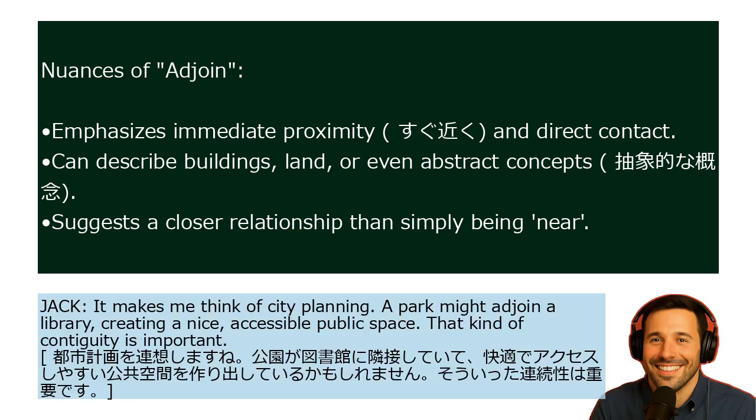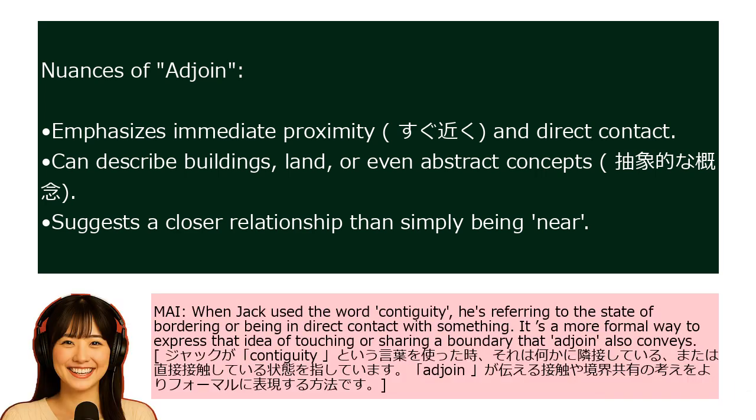It makes me think of city planning. A park might adjoin a library, creating a nice, accessible public space. That kind of contiguity is important. When Jack used the word contiguity, he's referring to the state of bordering or being in direct contact with something. It's a more formal way to express that idea of touching or sharing a boundary that adjoin also conveys.